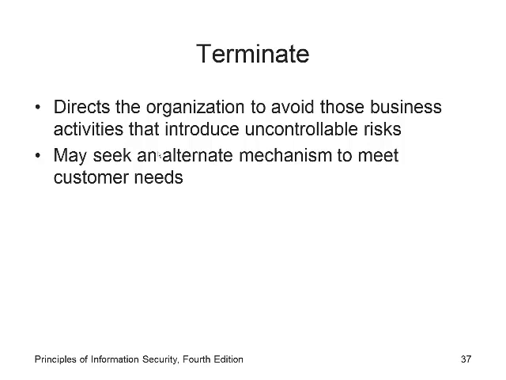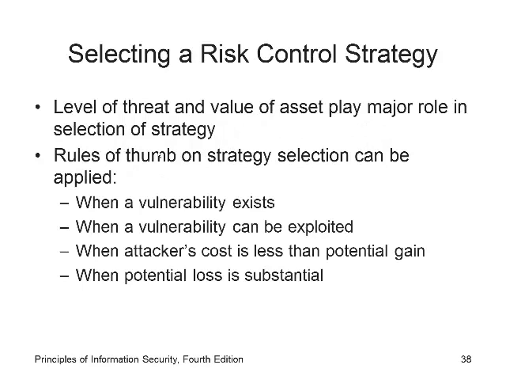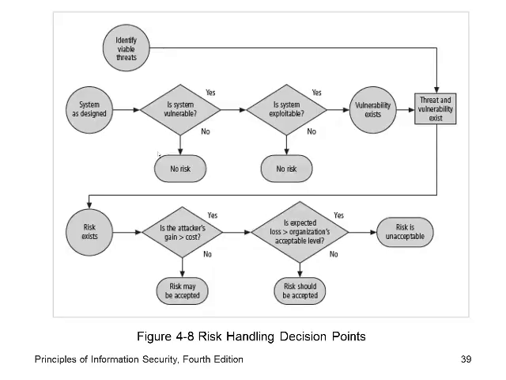Okay? All right. It says risk control strategy. The level of threat and value of the asset play major roles. A major rule of thumb can be applied when the vulnerability exists, when the vulnerability can be exploited. Your strategy must take all this into account. When the attacker's cost is less than the potential gain, when the potential loss is substantial, all those need to go into your strategy.